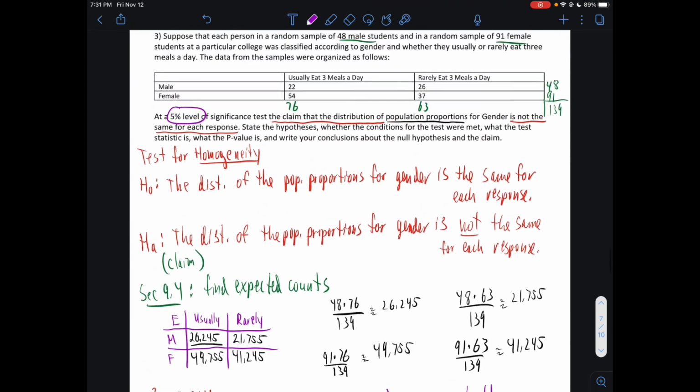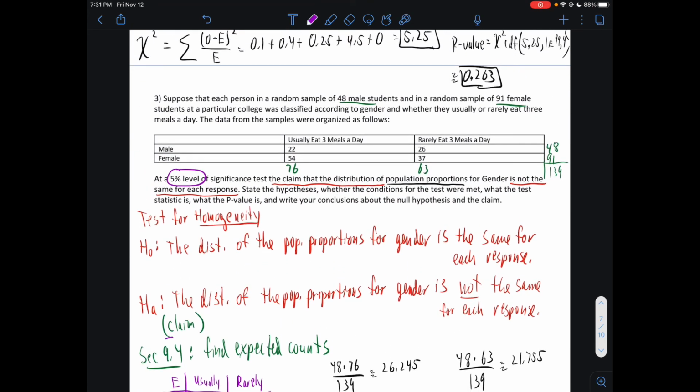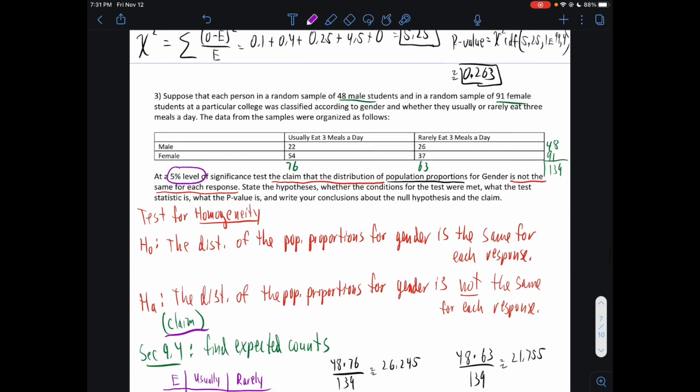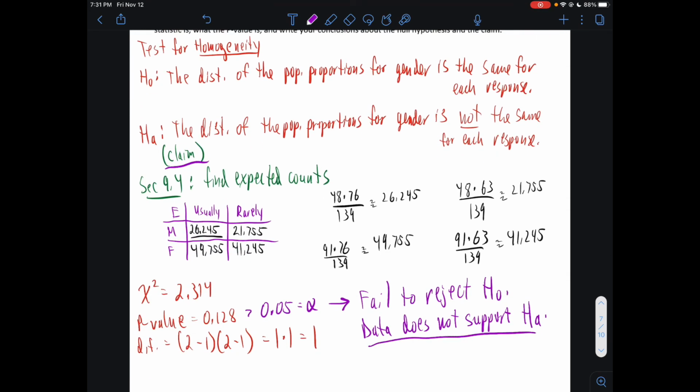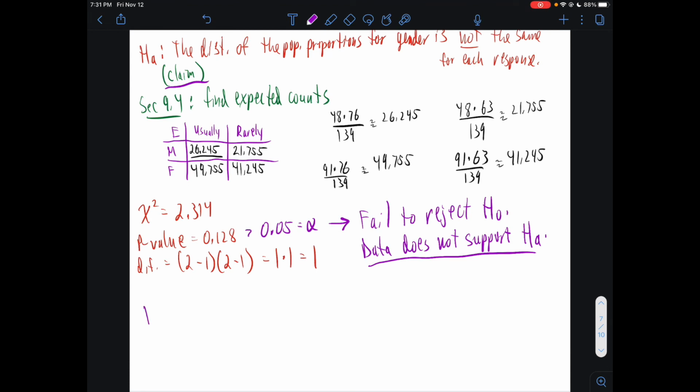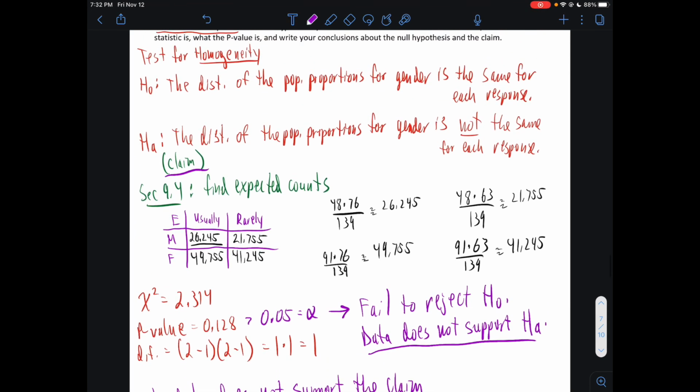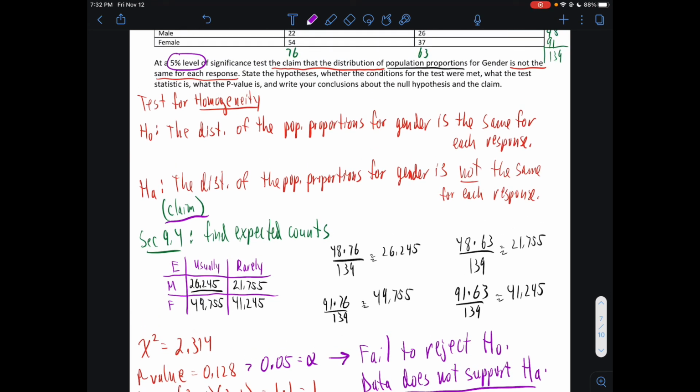Once you have those two understood, that then helps you understand how to write a conclusion about your claim, because I reminded myself that my claim was the alternative hypothesis. If I just said that the data doesn't support the alternative hypothesis, that means the data does not support the claim, and you've already started writing the conclusion. The data does not support the claim. And then, what was the claim? That the distribution of population proportions for gender is not the same for each response.